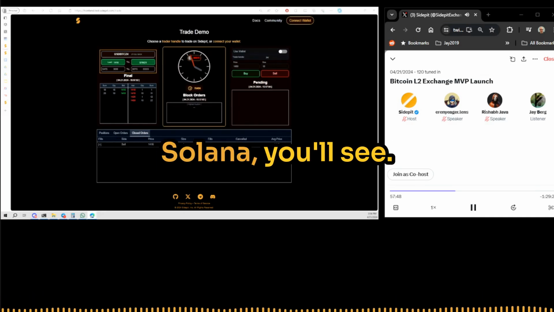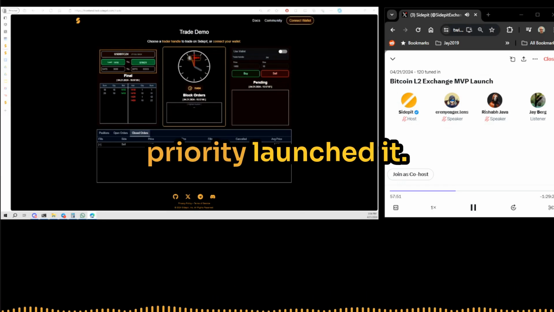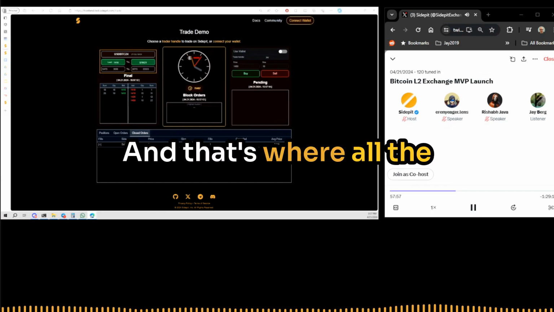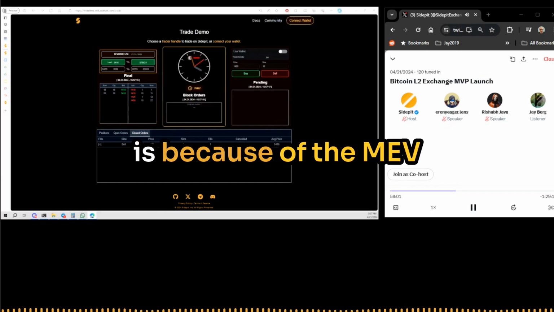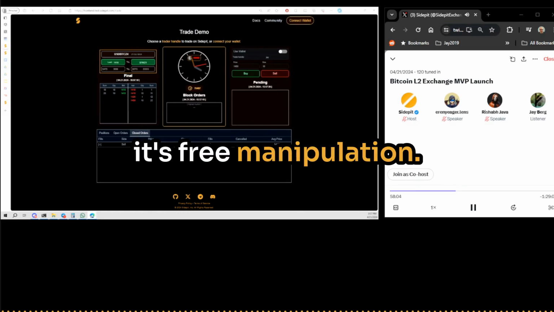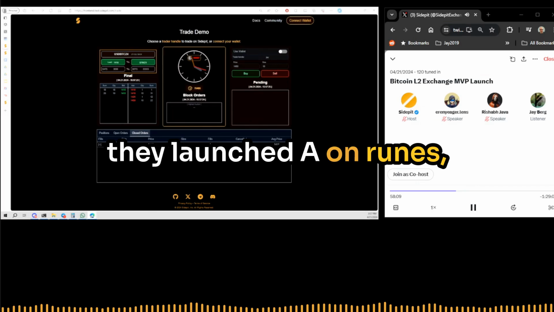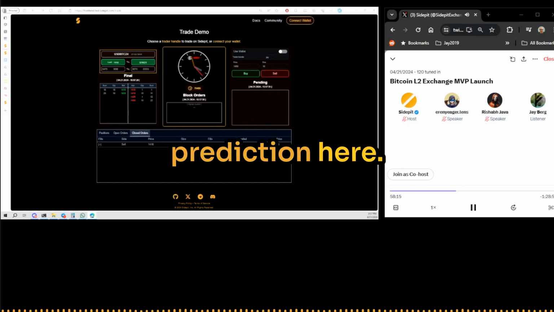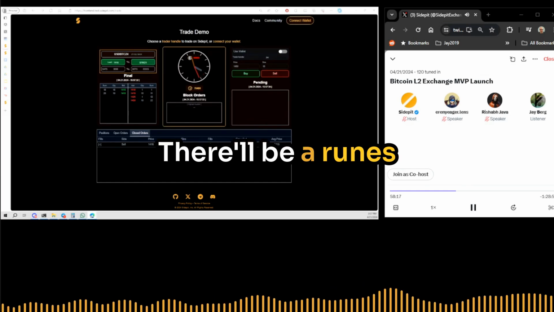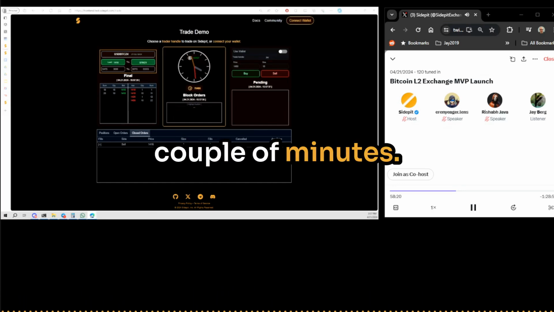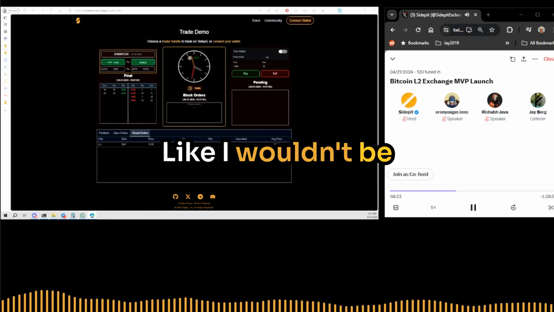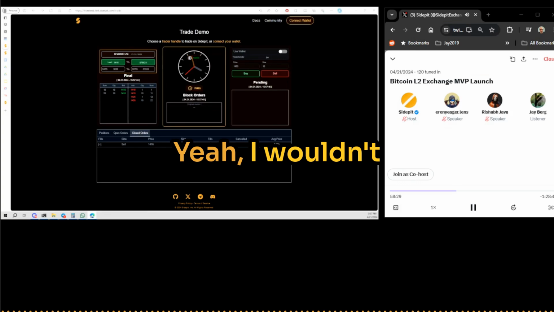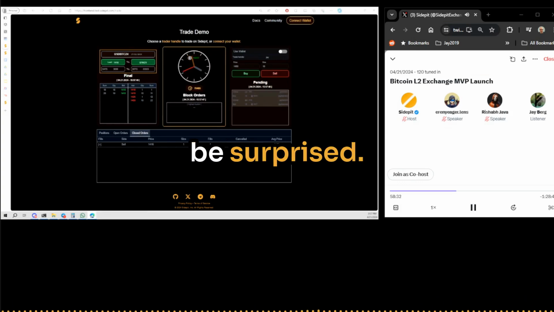And that's what they're going to try to do in Solana. You'll see. They probably already launched it for runes. And that's where all the VC funding is going, because of the MEV. It's free manipulation. Oh, did you say they launched it on runes but on an L2? Where did they launch that? I haven't seen it. I'm making a prediction here. I predict there'll be a runes exchange on Solana within a couple of minutes. I wouldn't be surprised. And then you'll have a bridge that gets hacked in 3 months. Right. Hacked. Yeah, I wouldn't be surprised.